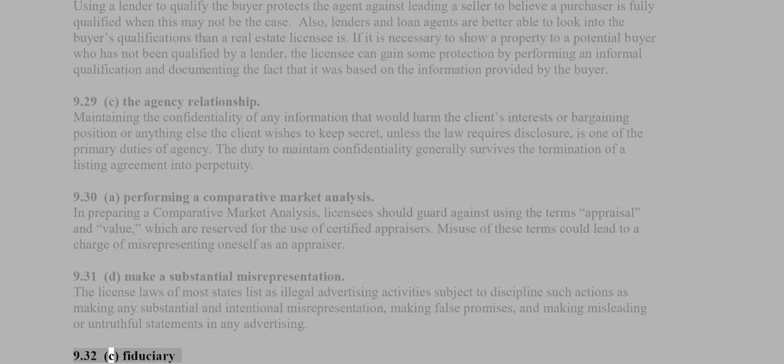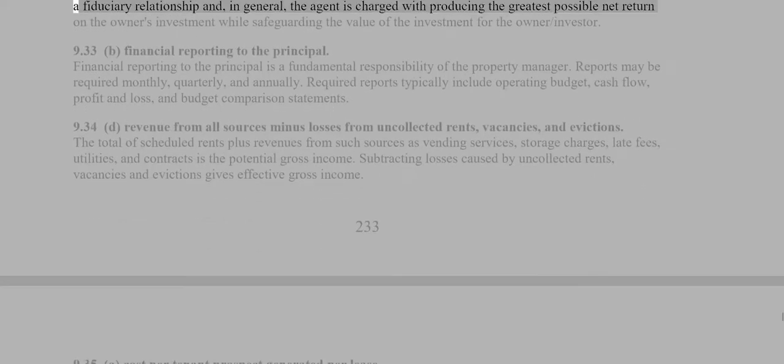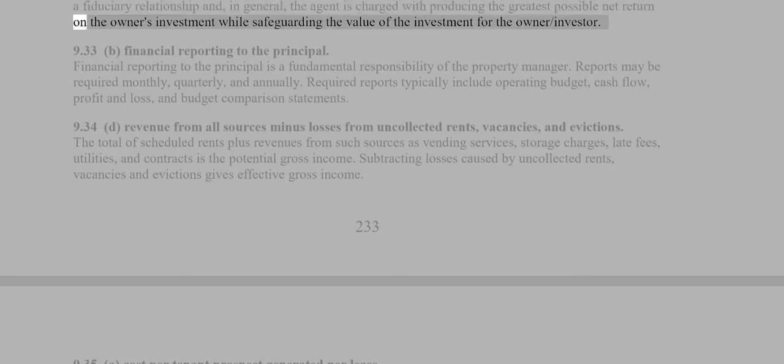9.32 c. Fiduciary. The management agreement creates an agency relationship between the manager and the principal. This is a fiduciary relationship and, in general, the agent is charged with producing the greatest possible net return on the owner's investment while safeguarding the value of the investment for the owner/investor.